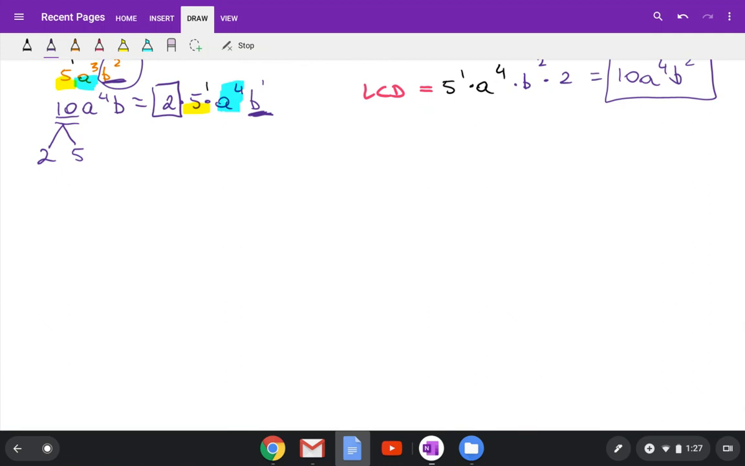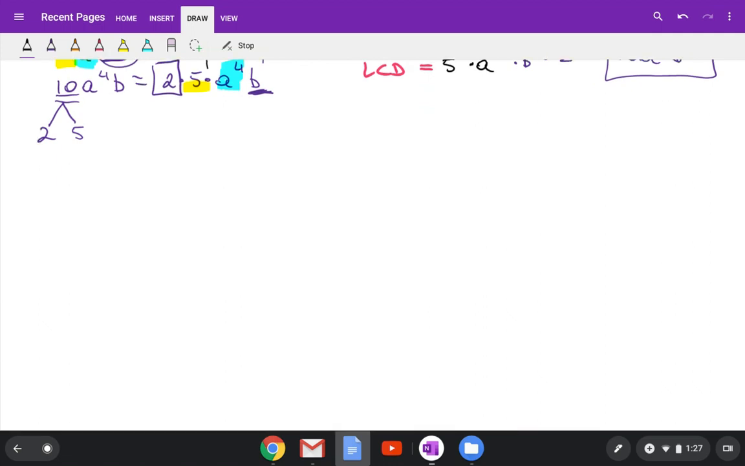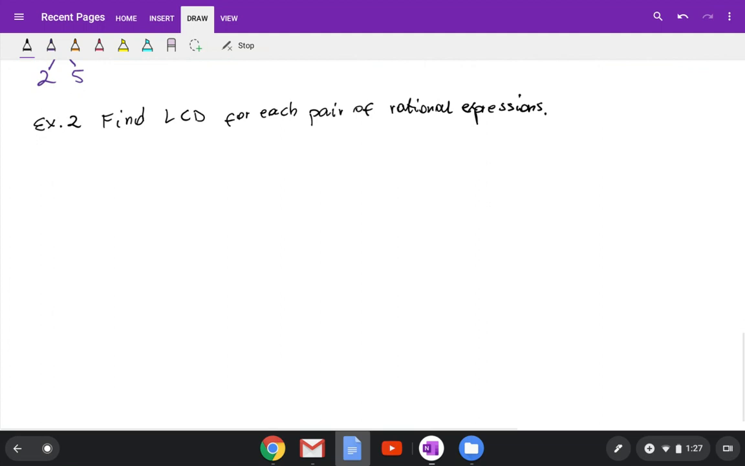let's do more. Example 2. In example 2, we're going to find least common denominator for each pair of rational expressions. So we're adding more. You guys are going to see more advanced examples.